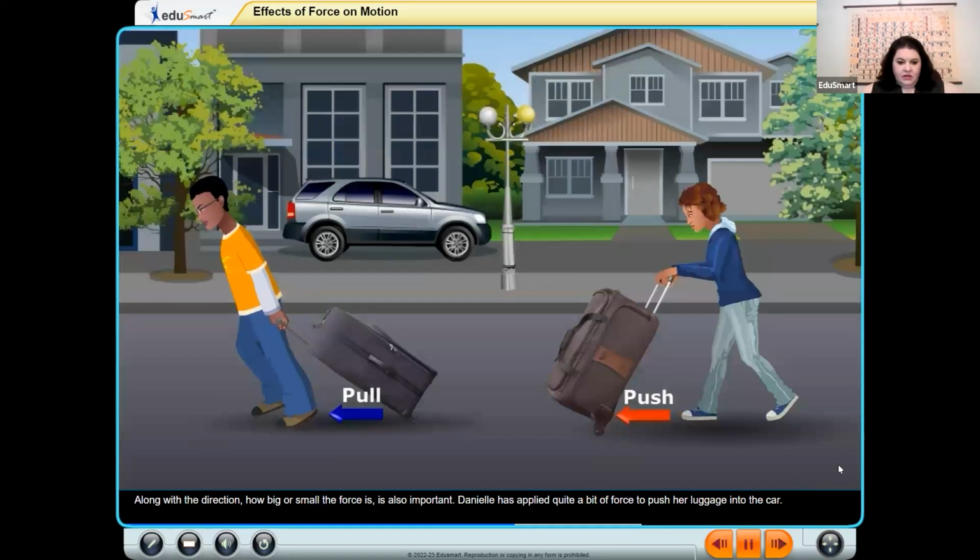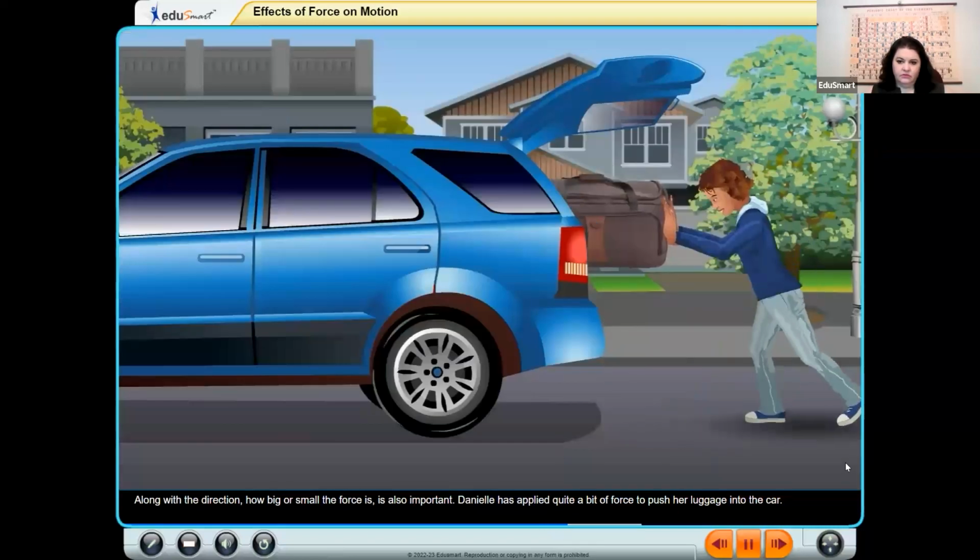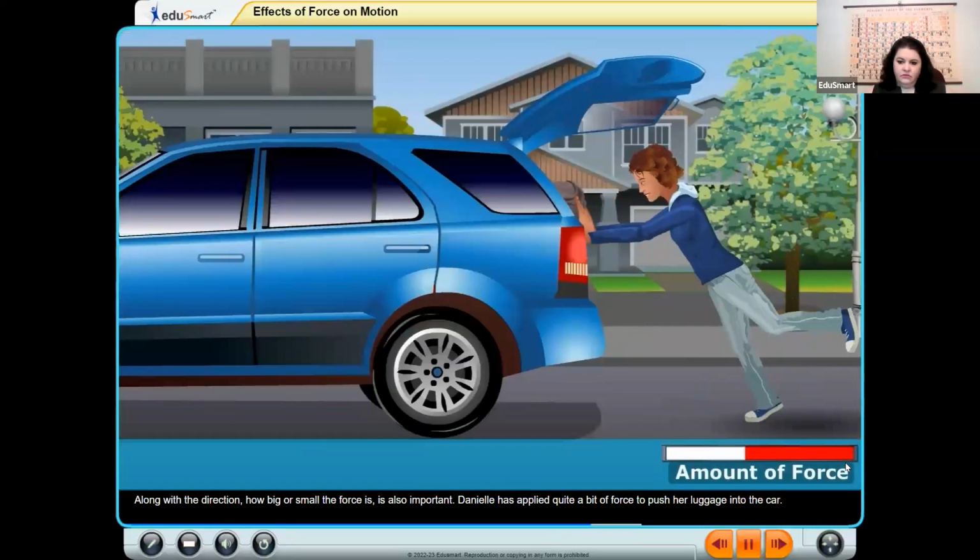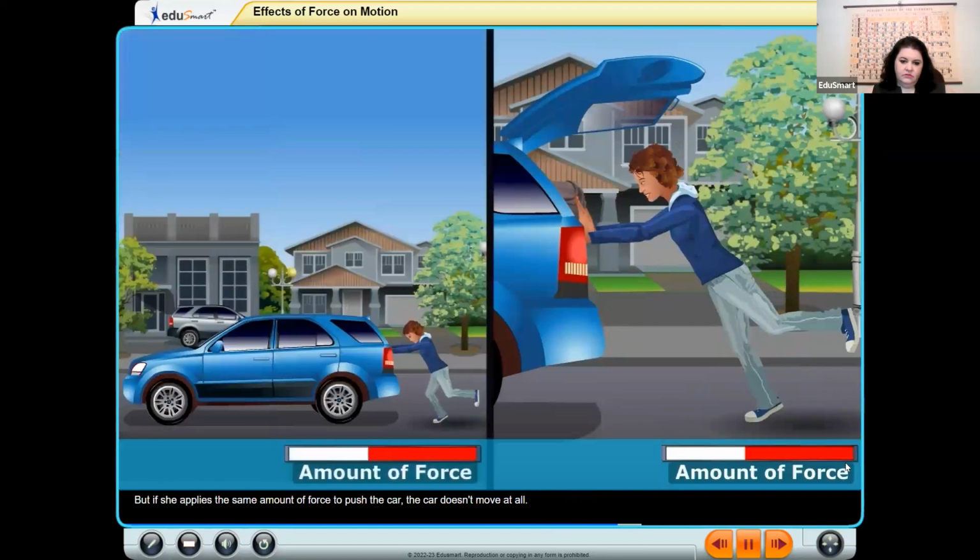Along with the direction, how big or small the force is also important. Danielle has applied quite a bit of force to push her luggage into the car. But if she applies the same amount of force to push the car, it doesn't move at all.